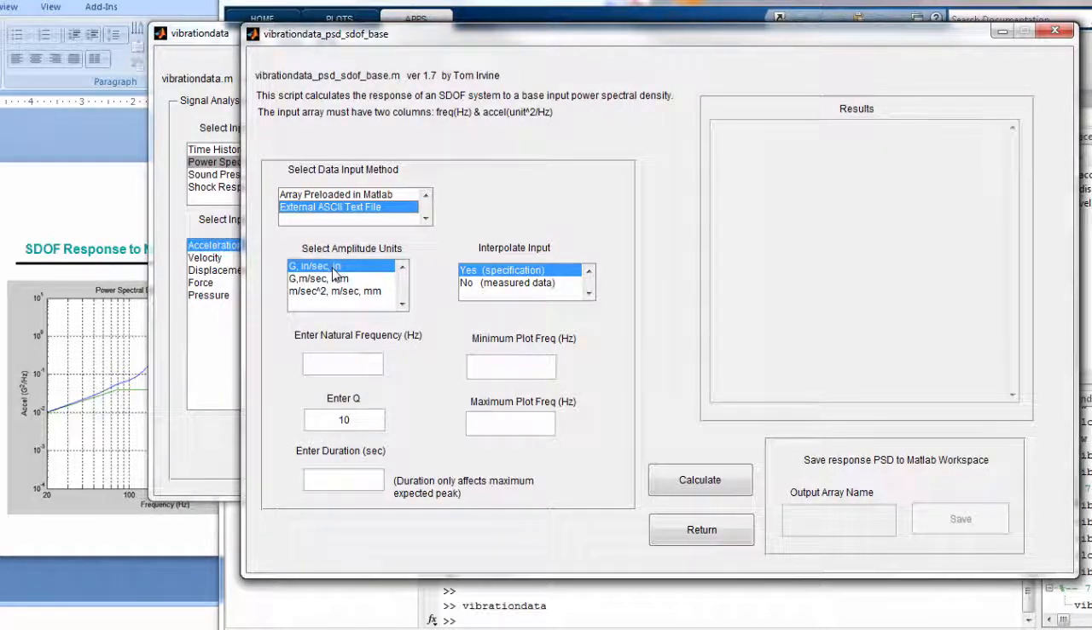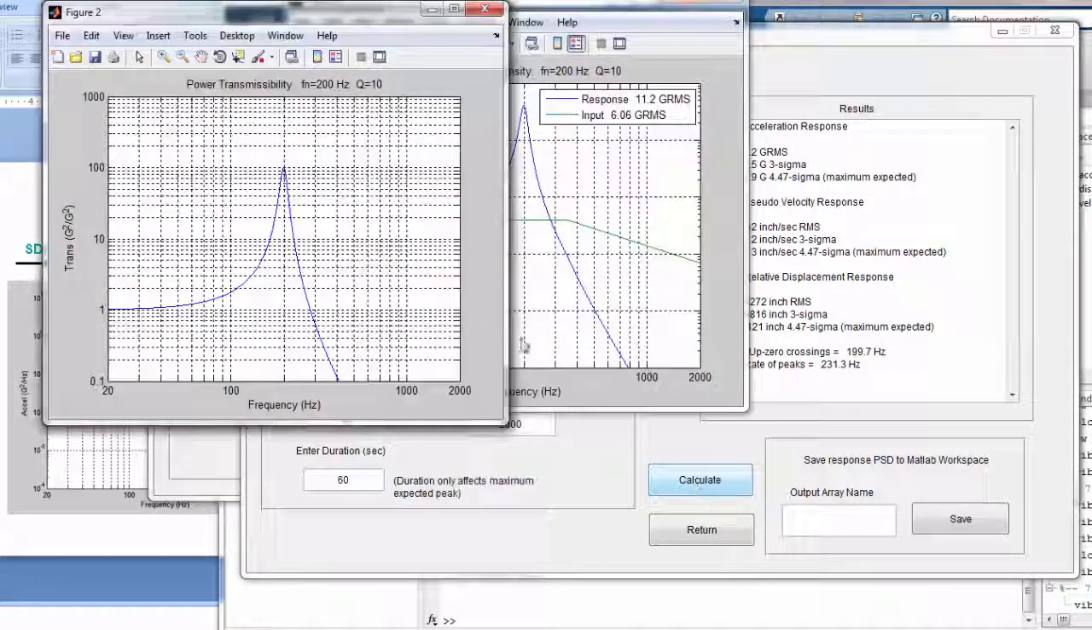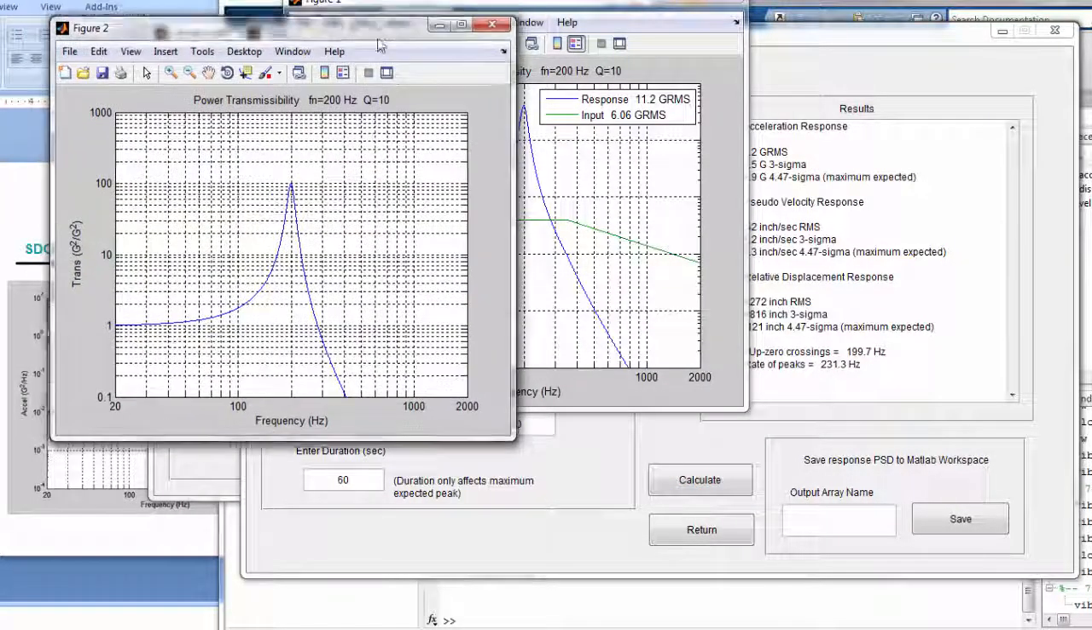We have English units. Let's choose that. Interpolate input, yes. Let's say we have a 200 Hertz natural frequency system. So it's a spring mass system, single degree of freedom, 200 Hertz, Q is equal to 10. Let's plot from 20 to 2000 Hertz. And we'll do a duration of 60 seconds. And duration only affects the maximum expected peak. Okay, so far this is just a review exercise. We click the calculate button.